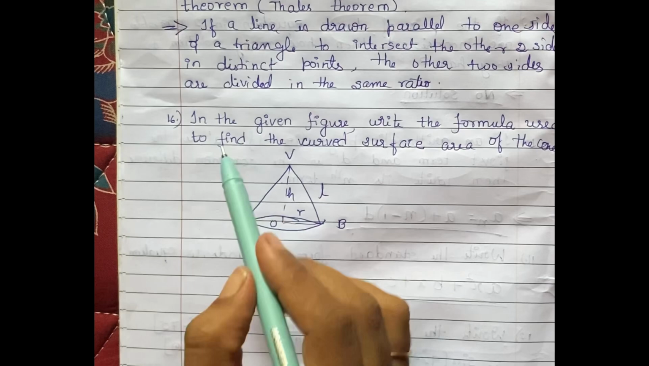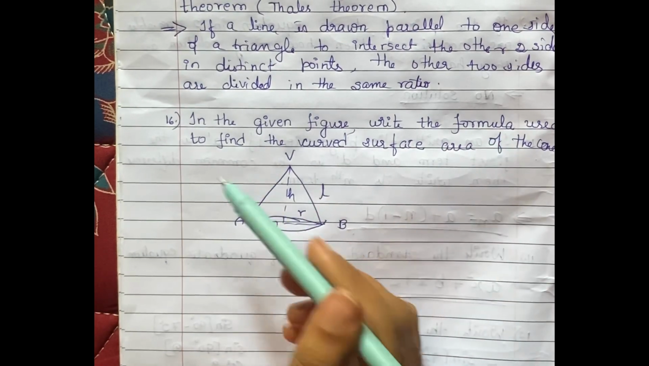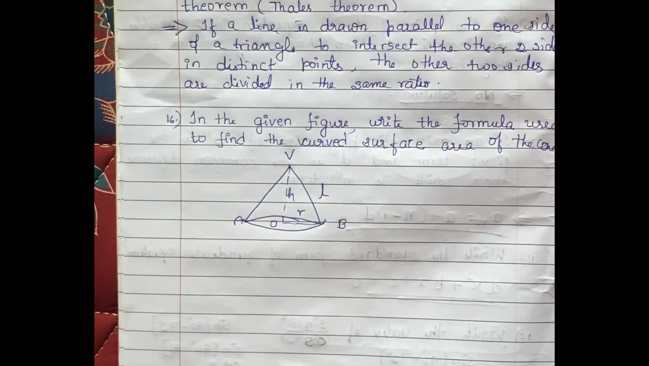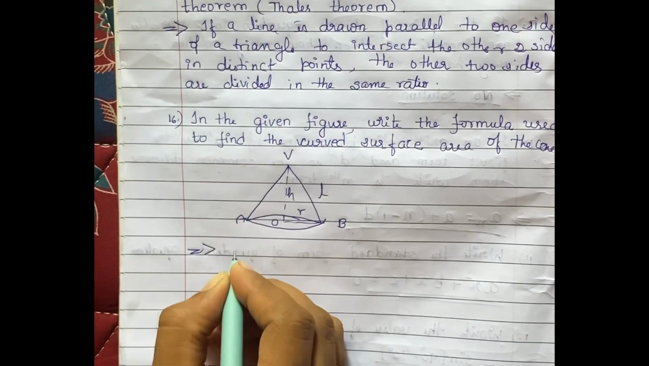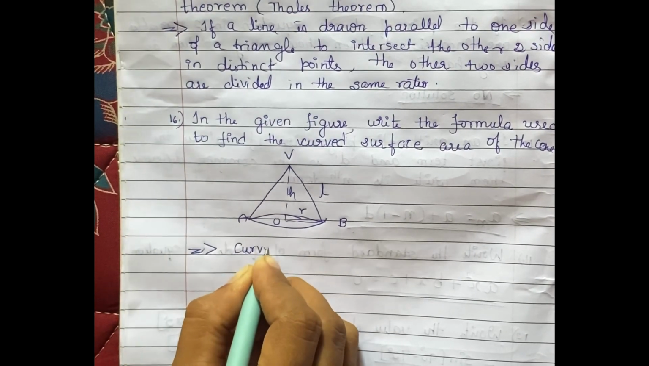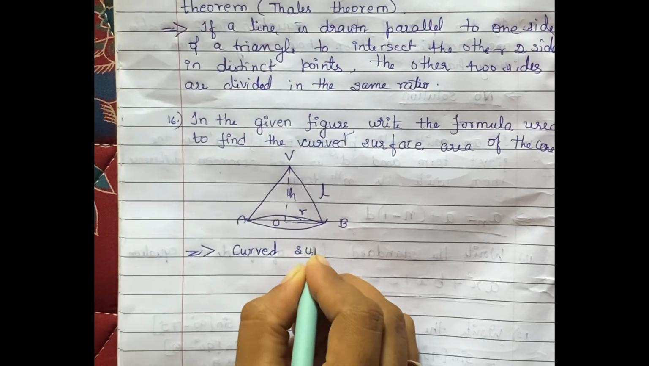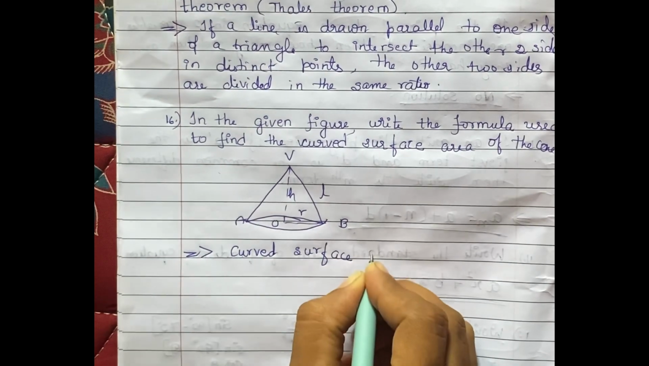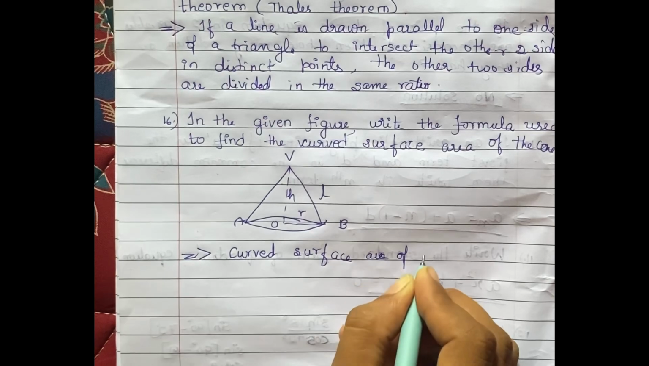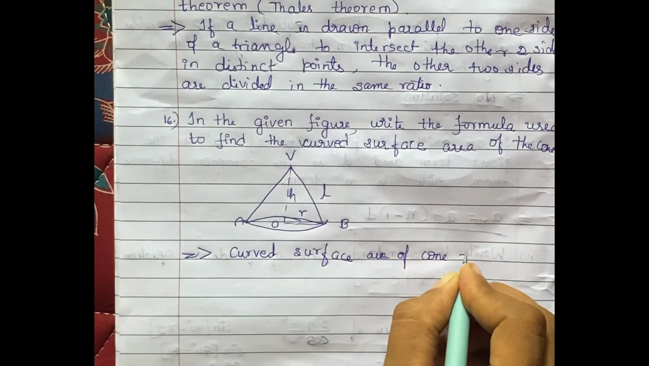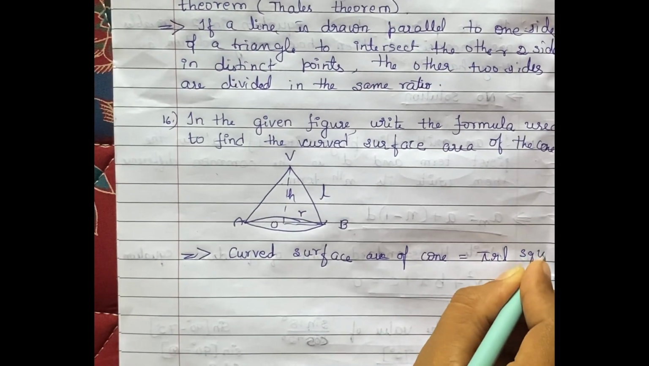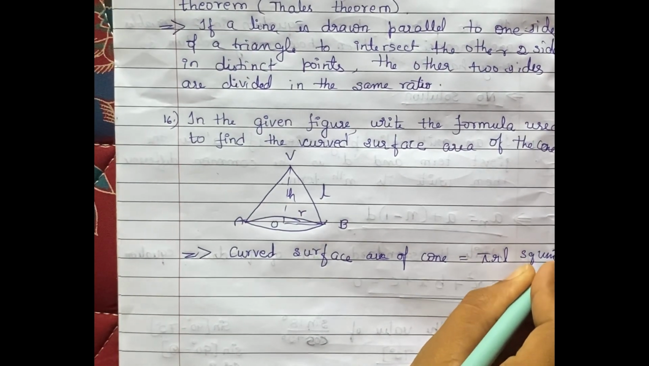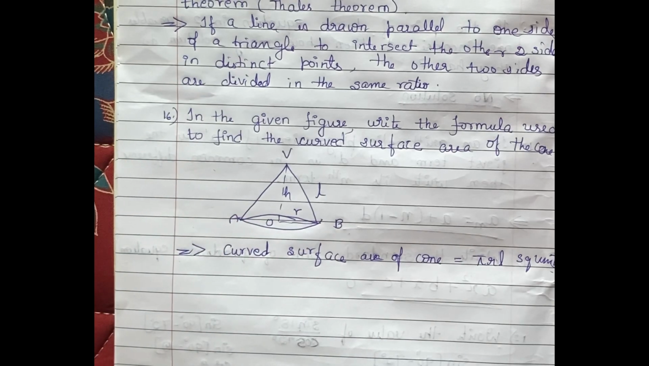Now the next question: in the given figure, write the formula used to find the curved surface area of the cone. So the formula is: curved surface area of a cone is equal to pi r l square units. Okay, so this covers all the 1-mark questions.